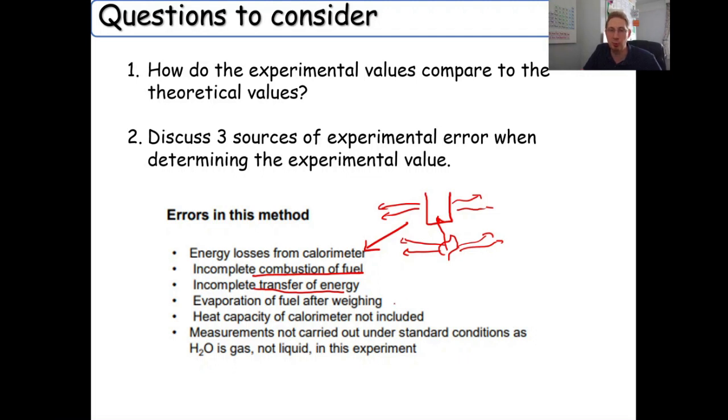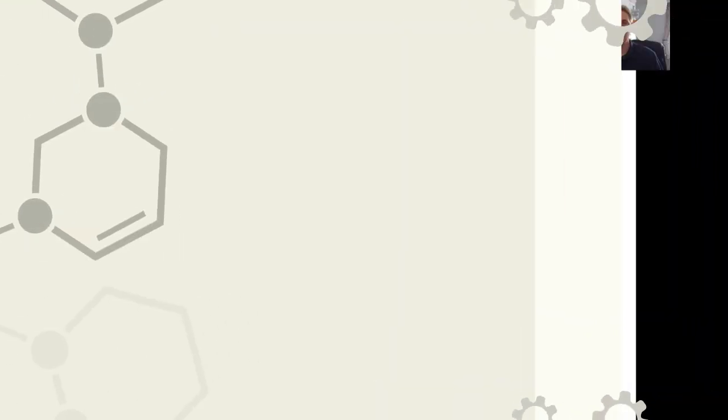Less important ones: evaporation of water, evaporation of fuel (it's still hot, you might get a bigger energy mass difference than you'd expect), the heat capacity of the calorimeter not included, measurements not under standard conditions, water being a gas. But the big ones, I would say, were the top 3: energy losses, incomplete combustion and incomplete transfer of energy.